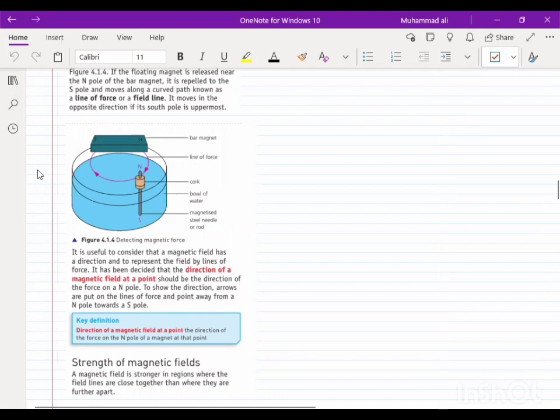So your apparatus for detecting magnetic force included a bar magnet and a cork. Basically you have made this magnet a floating magnet here. Okay, and for that you have a bowl of water, and you have a cork, and you have attached a magnetized steel needle or rod to make it a floating magnet.